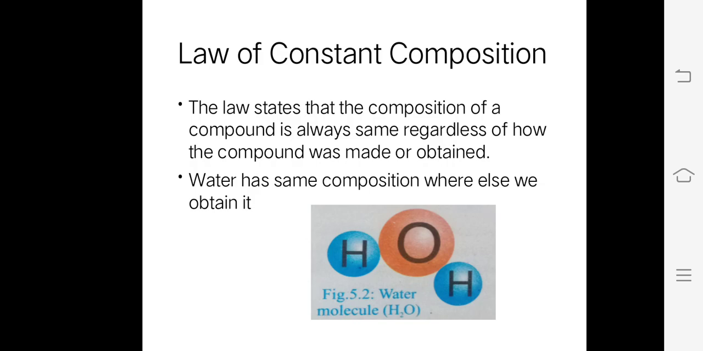Law of constant composition. This law states that composition of a compound is always the same regardless of how the compound was made or obtained. Every compound has the same composition, no matter where we get this compound. For example, water. We will get water from different sources: canal, river, ocean. All of these sources have the same composition of water, H2O.